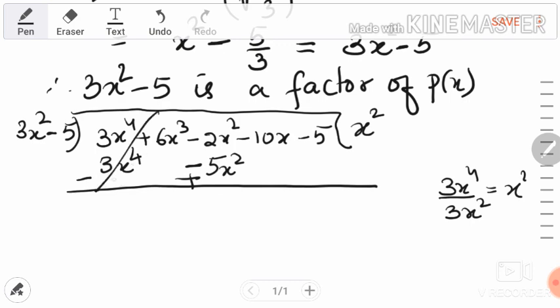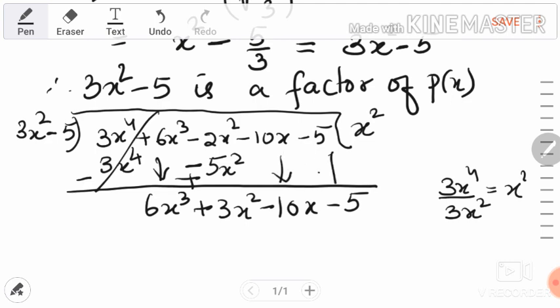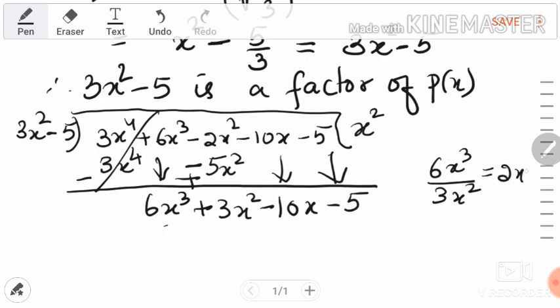So 3x to the power 4 minus 3x to the power 4 gives us 0. Carry down the remaining terms. Subtract the x square terms. We get plus 3x square minus 10x minus 5. Now we will find the second term of the quotient. To do that, we divide the first term of the remainder, that is 6x cubed, by the first term of the divisor, 3x square. So we get 2x. So plus 2x is the second term of the quotient.